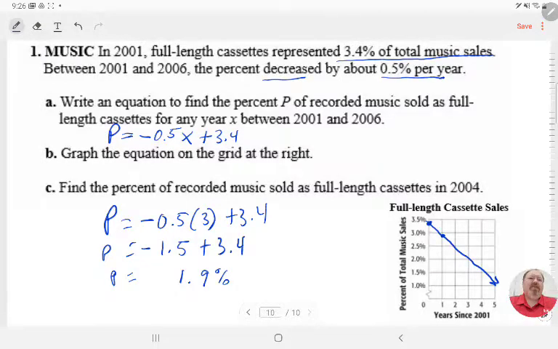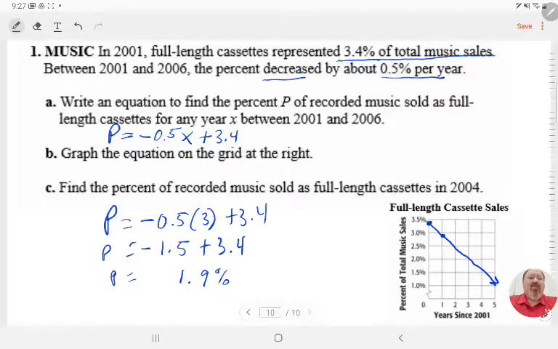All right, so let's see how you did. In 2001, full-length cassettes represented 3.4% of total music sales. Between 2001 and 2006, the percent decreased by about 0.5% per year. You are to write an equation to find the percent P of recorded music sold as full-length cassettes for any year x between 2001 and 2006. So you could say P equals, we know it's a decrease, so it would be negative, and it's decreasing 0.5, so negative 0.5x, that would be any number year, plus we know that in 2001 we had 3.4%, so plus 3.4.